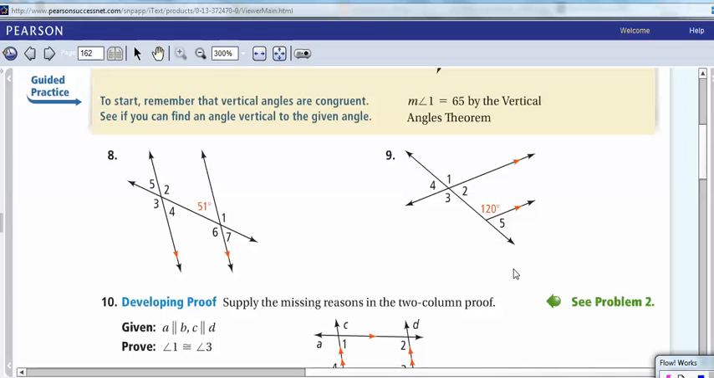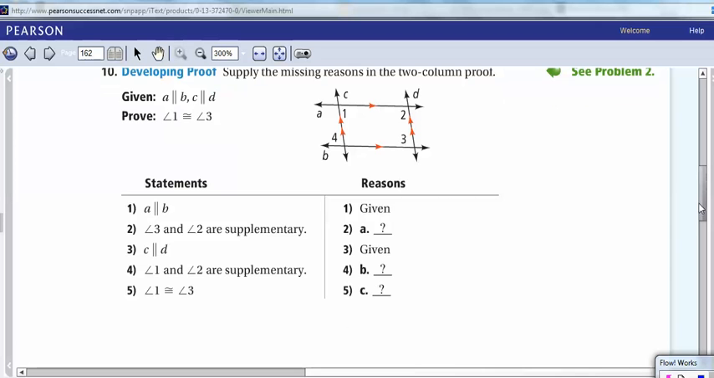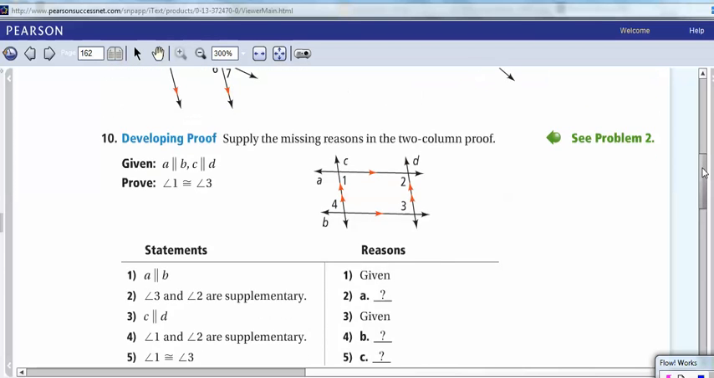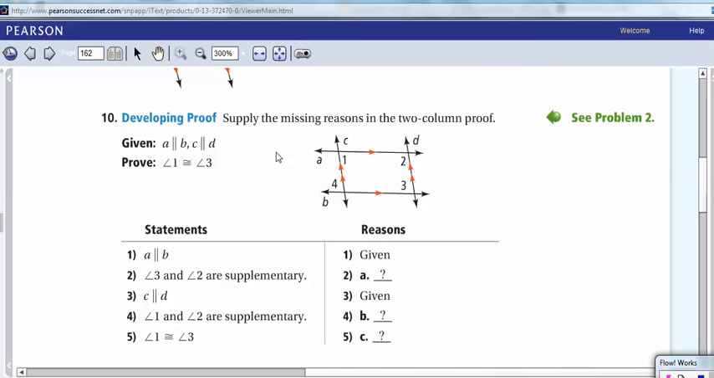I'm going to give you this proof today that we haven't really covered, but don't worry about it. You're just going to fill in the blanks. Just kind of follow the pattern here. Supply the missing reasons in the 2-column proof. Look what they've done. A is parallel to B. For what reason? Well, because they said so. A is parallel to B, so the reason is that it's given.